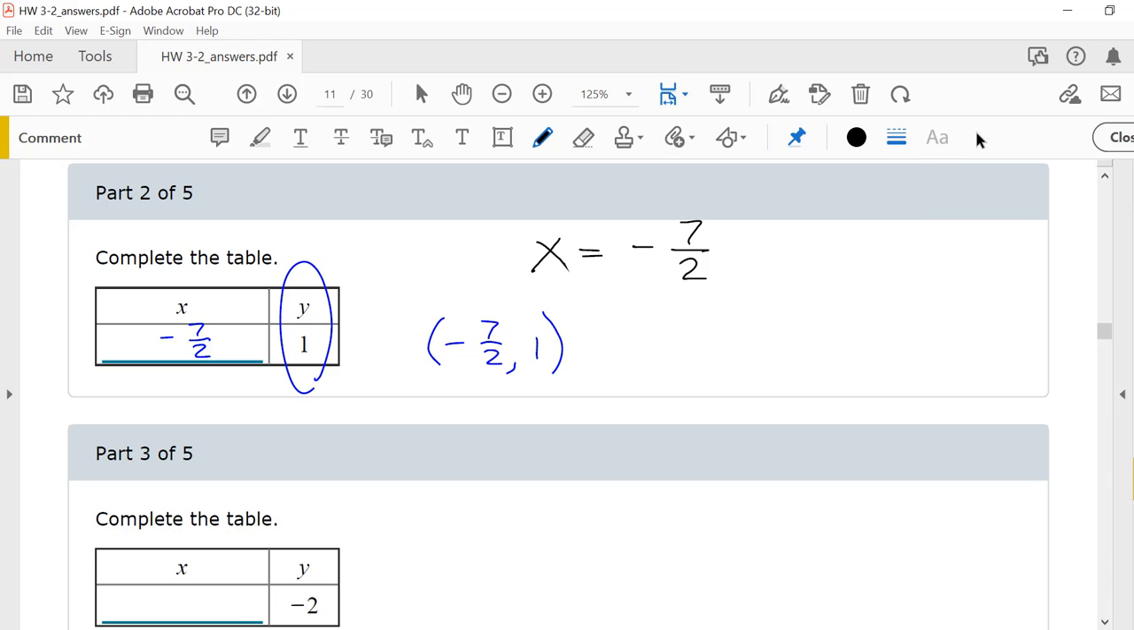Same thing one more time. If my equation is x equals -7/2, when y is -2, x will be -7/2. So my point is -7/2, comma, -2.